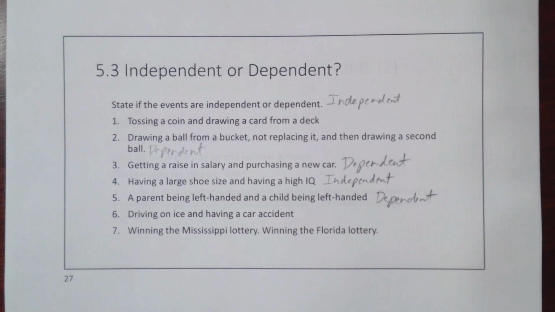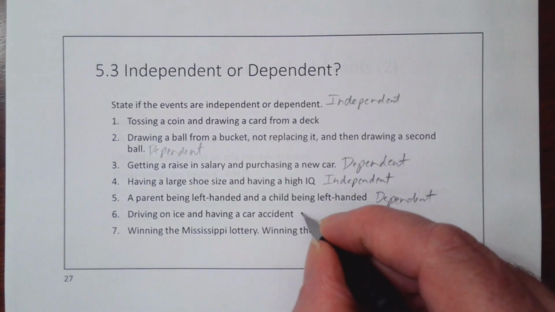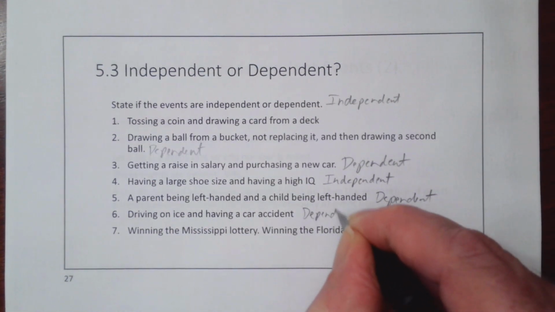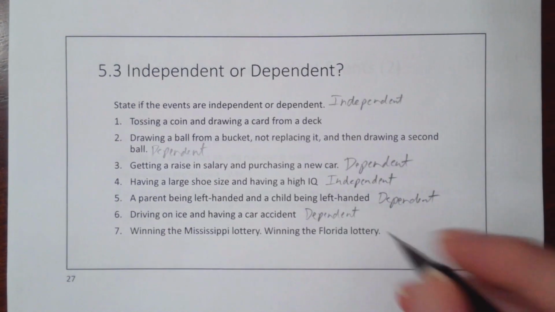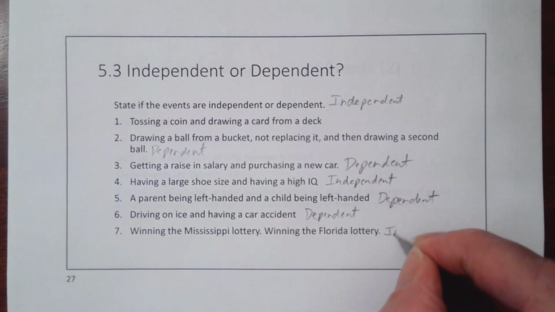Number 6, driving on ice and having a car accident. Well, if you drive on ice, you're probably going to affect your probability of having an accident. So this is definitely dependent events. And finally, winning the Mississippi lottery and winning the Florida lottery. In this case, those two have nothing to do with one another. You might win the Mississippi lottery, and that'll have nothing to do with your chances of winning the Florida lottery. You just buy a ticket. So these are independent.